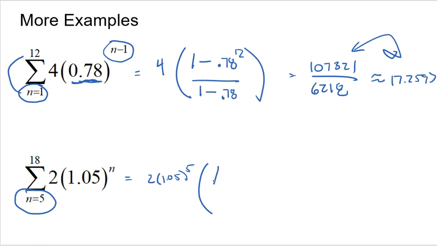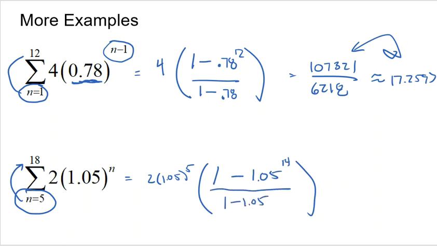All right, then in my numerator, it's going to be 1 minus my ratio, 1.05, raised to the, well, again, let's be careful. How many terms are there? 5 to 18. Well, I'm starting with 5, so that means I don't want 1, 2, 3, and 4. So 18 minus 4 is 14. So there's 14 terms. 5, 6, 7, 8, 9, 10, 11, 12, 13, 14, 15, 16, 17, 18. That's 14 terms. Again, I don't want 1, 2, 3, and 4. So 18 minus 4 is 14 terms. All right, divided by 1 minus 1.05.